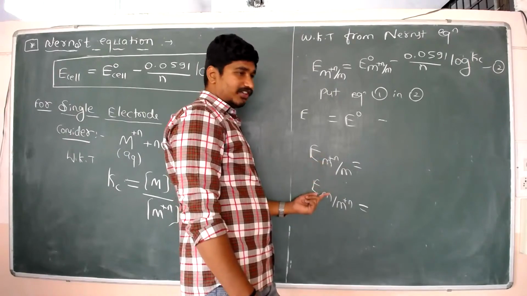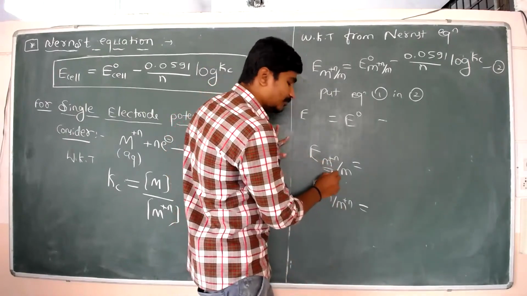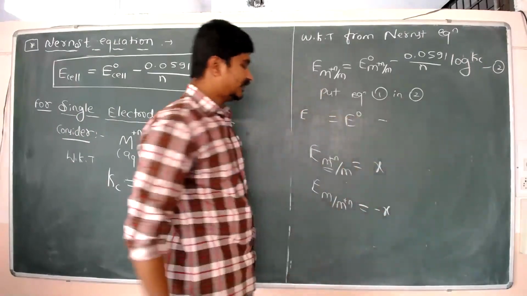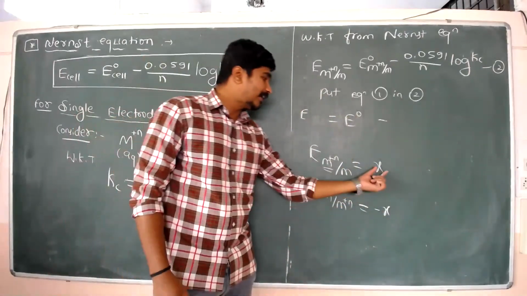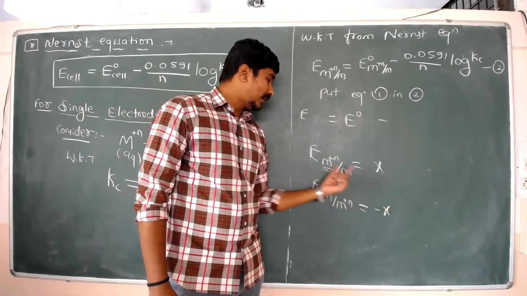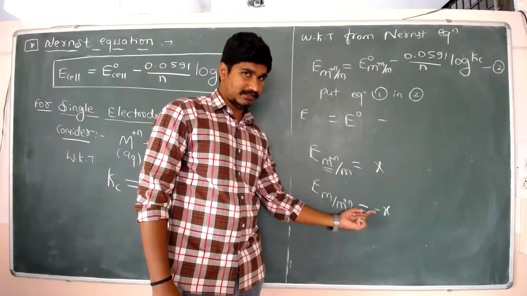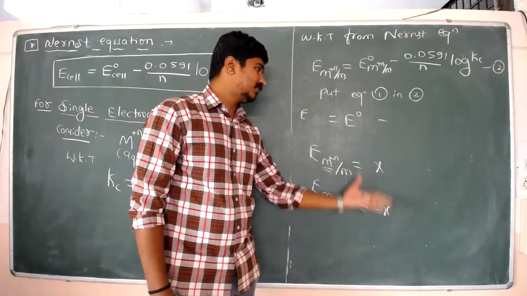Reduction potential, oxidation potential. If the reduction potential for the metal M is X, then the oxidation potential will be minus X. Only that much is the difference, only a sign difference. The magnitude remains the same. If the reduction potential is plus, the oxidation potential for the same metal is minus. Only the sign changes. You just have to remember that.